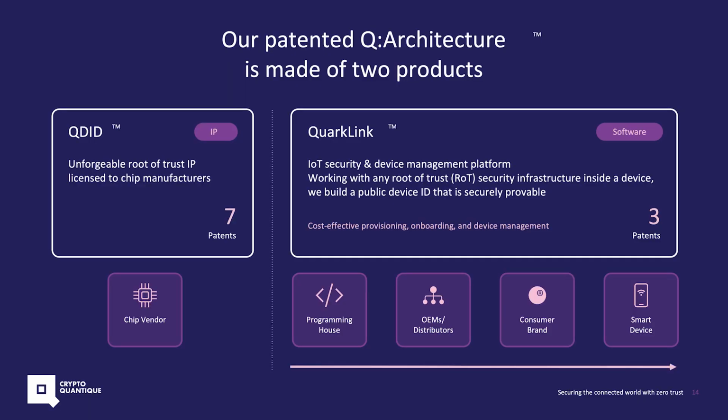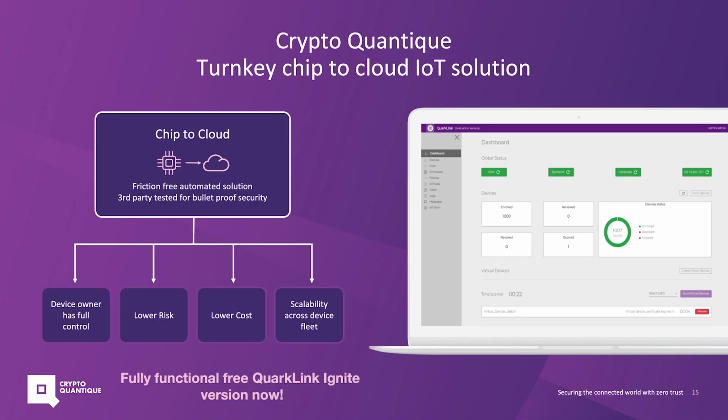QDID partners with our cloud product, the SaaS platform called QuarkLink, and we use that with that identity from the QDID or other routes of trust to onboard devices securely to the cloud. QuarkLink has device management, we do provisioning, onboarding, secure firmware delivery, things like that. Connections to devices. We've got a number of patents around our technology. So yeah, Crypto Quantique, with a turnkey chip to cloud IoT solution.